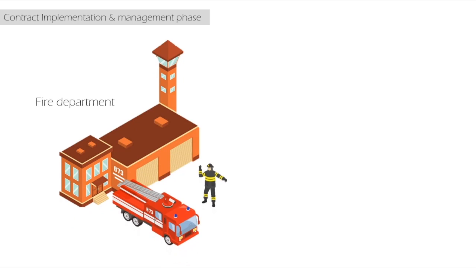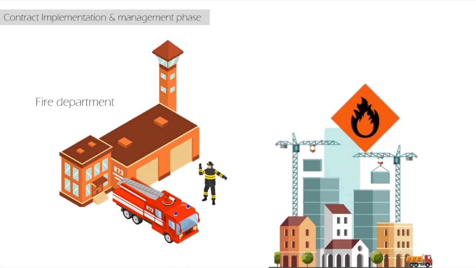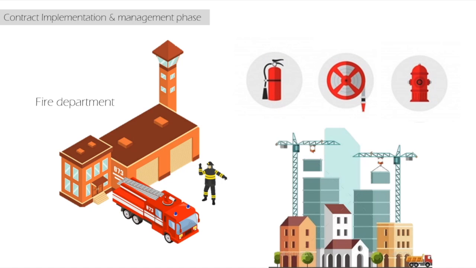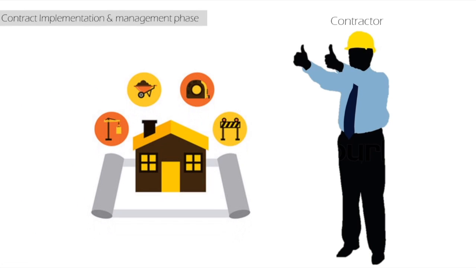The fire department should remove flammable goods from the site, and the firefighting appliance must be stationed on the site till the construction ends. The contractor will ensure the safety of the workers and the public during the construction.